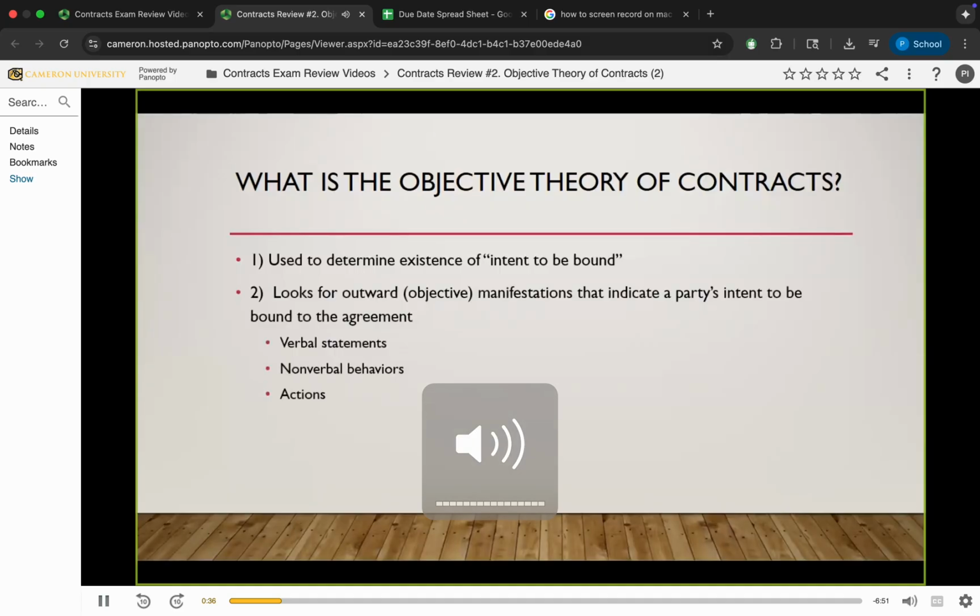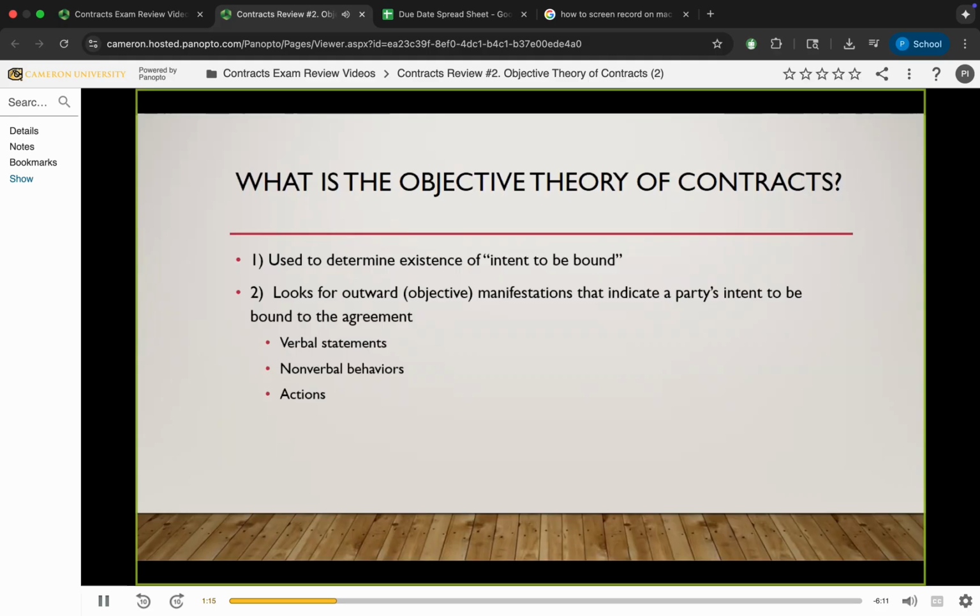The objective theory of contracts tells the court to look at outward or objective manifestations of a party's intent. So we would consider things like verbal statements, nonverbal behaviors, and actions. Objective factors are indicators that are obvious to a third party. They are actions or statements that are available to a third party to enable that third party to determine whether this individual seriously intends to enter into this agreement.